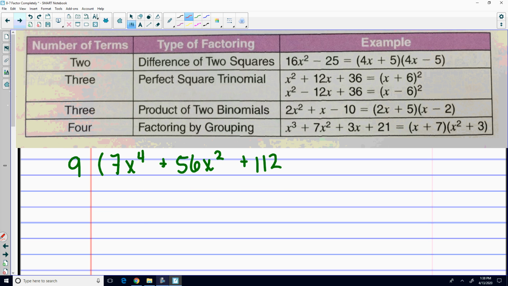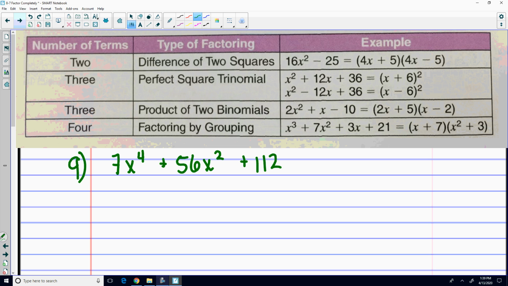All right, number 9. I have a little extra line there. I don't know what that's about. I think it was part of my 9 and I wrote it the wrong way. All right, number 9 reads, show 2 different ways to factor. My number 9 is different than the book. I must have made my number 9 up. So let's do this one. 7x to the 4th plus 56x squared plus 112.